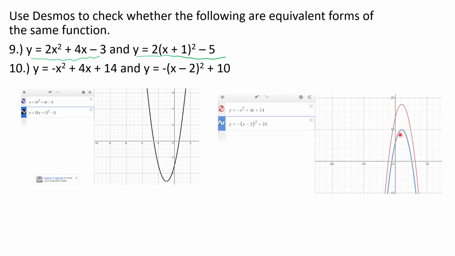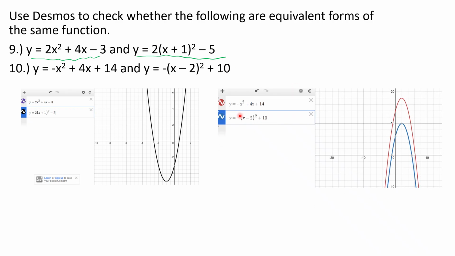For number 10, we've got negative x squared plus 4x plus 14 and negative x minus 2 all squared plus 10. And what you want to notice there, we have the red and the blue. They are clearly not the same function. So something happened in there that indicated that it was an error. And so for the first one, we would say yes, those are the same function. For the second one, we would say no, they are not.